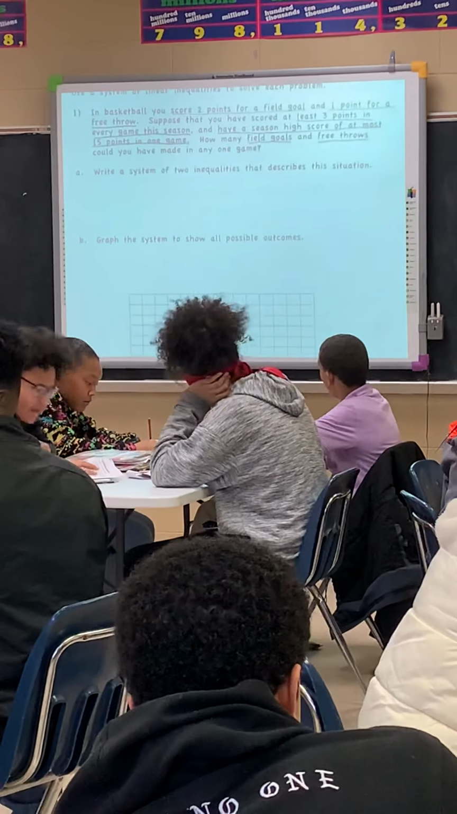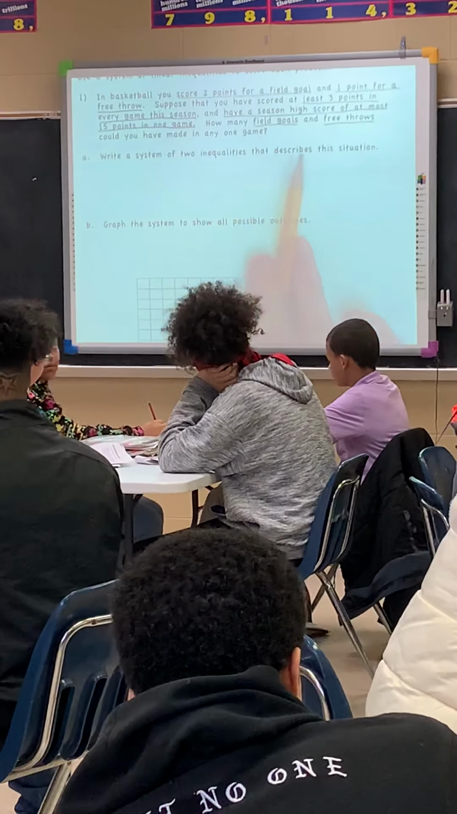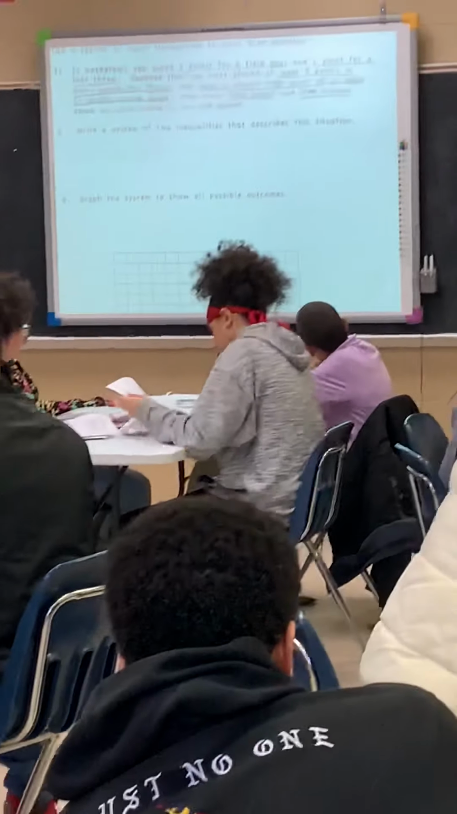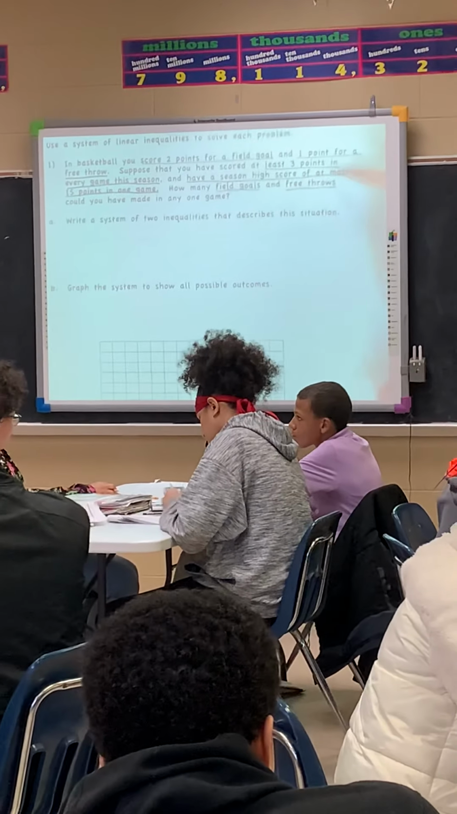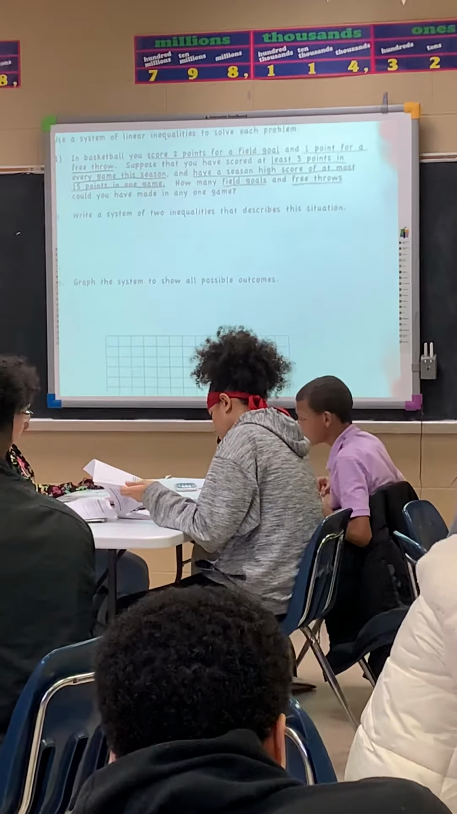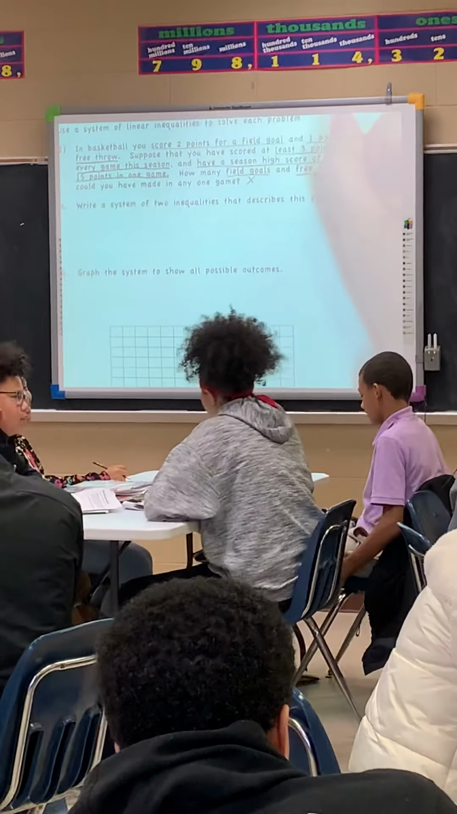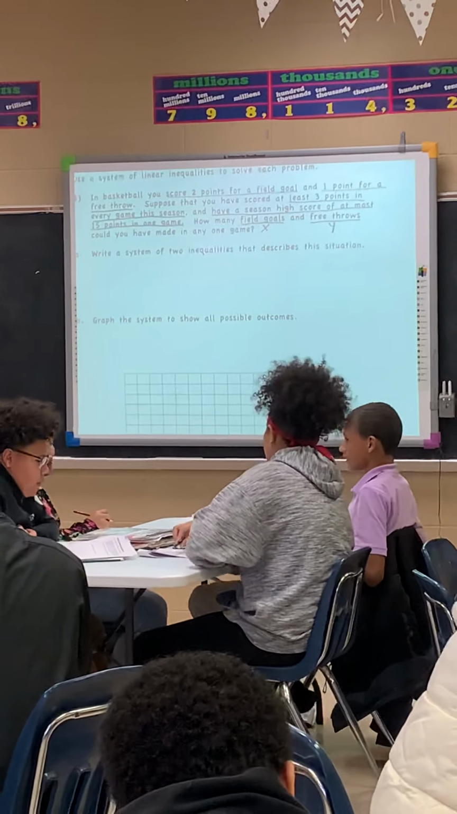Alright, now it says write a system of inequalities that describe this situation. So first off, let's assign variables. What do we want to be X and what do we want to be Y? A field goal should be X. Field goals is X, free throws is Y. True.